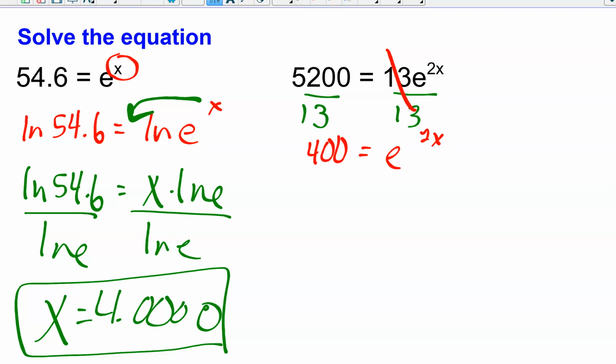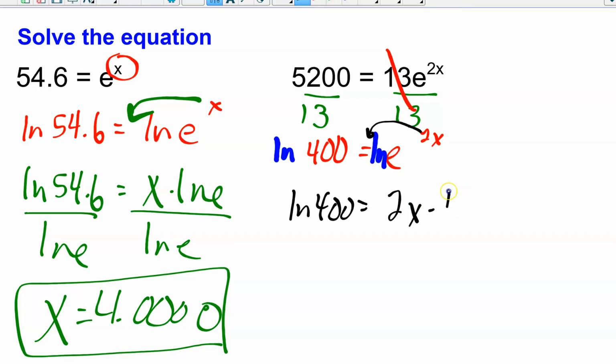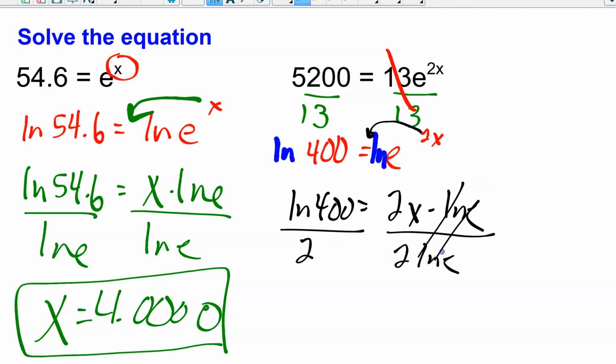And then we're going to natural log both sides, because then we can bring the 2x in front of it. So we have the natural log of 400 equals 2x times the natural log of e. And then we're going to divide both sides by 2, or 2 the natural log of e. Natural log of e is 1, right? So I don't even have to do the natural log of e after it. So x equals natural log of 400.